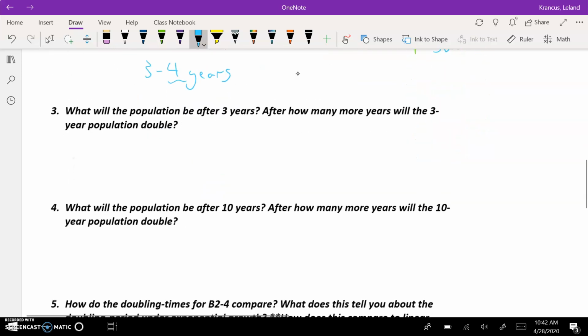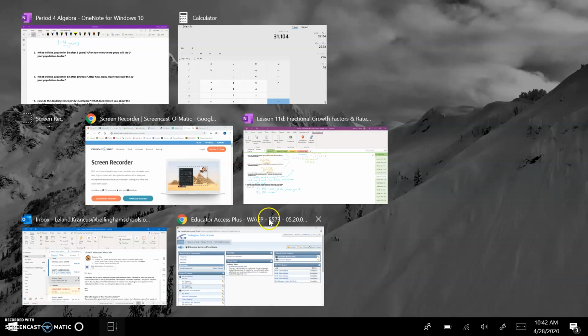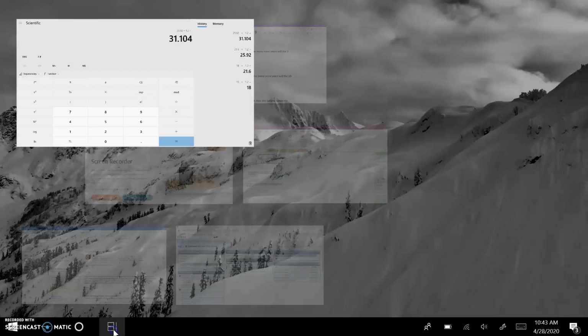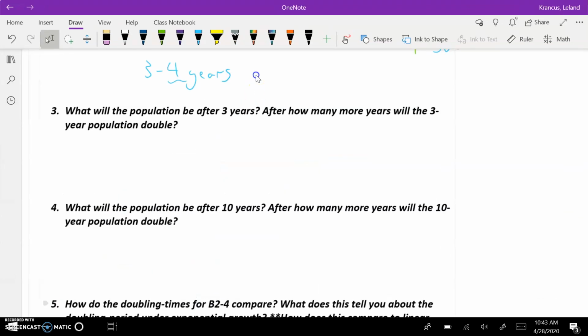So going back, we want to see what the population will be after 3 years and see how long that would take to double. This doubling period is kind of an important concept because it's not intuitive when we're used to linear change. So if we go back, we can see that at 3 years, it was at 25.92. Let's just round that to 26. So after 3 years, we've got 26 rabbits. That's 15 times 1.2 to the 3rd power.